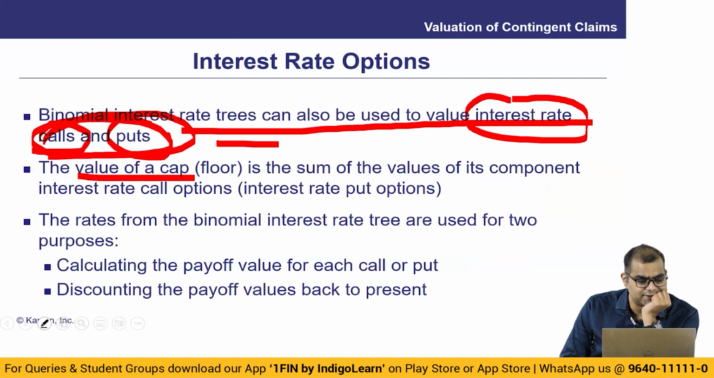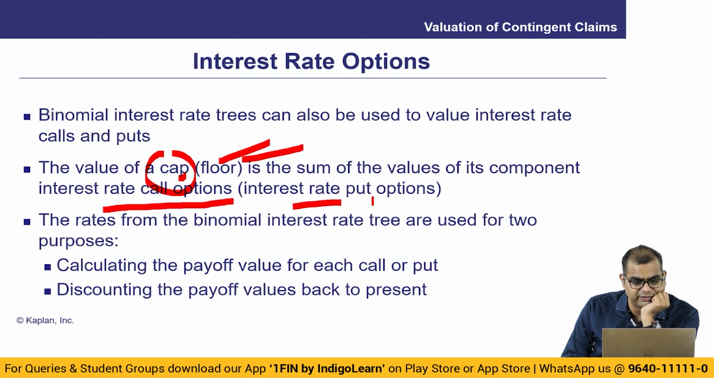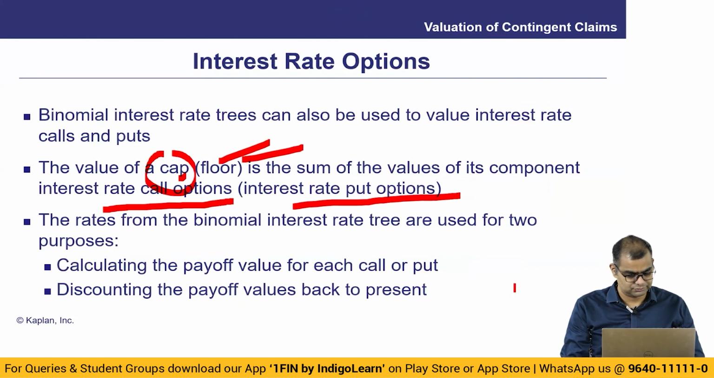Now, this is the statement that you have to understand. You have two terms, a cap and a floor. A cap is a sum of interest rate call options, and a floor is a sum of interest rate put options. I will explain this using pen and paper. So in the case of the call option, what if the interest rates were negative?